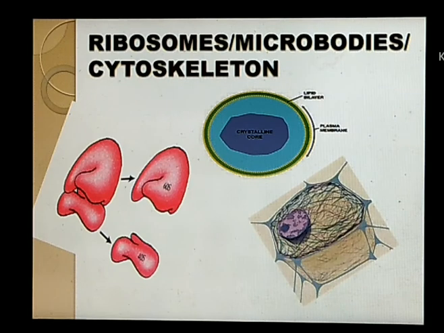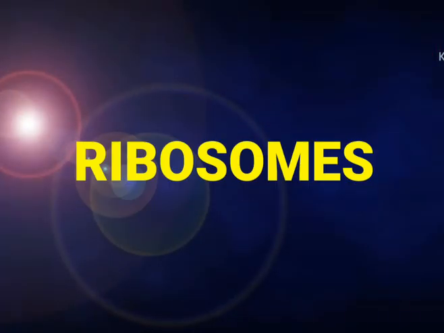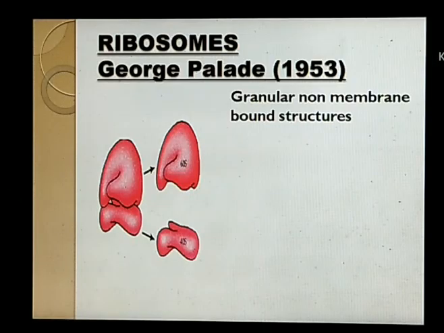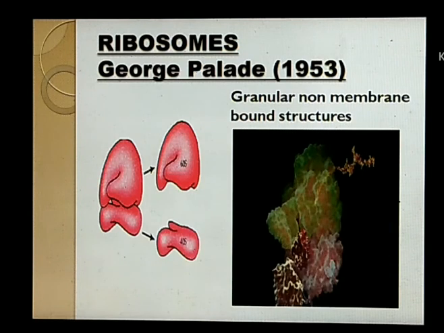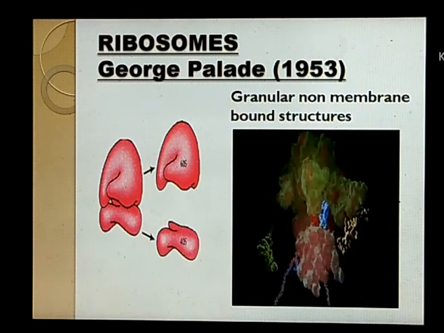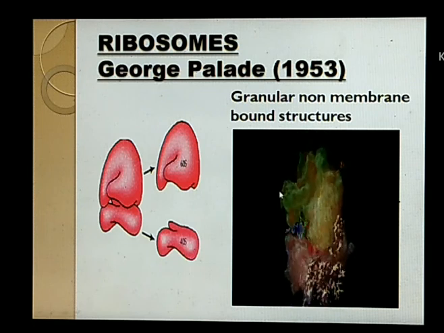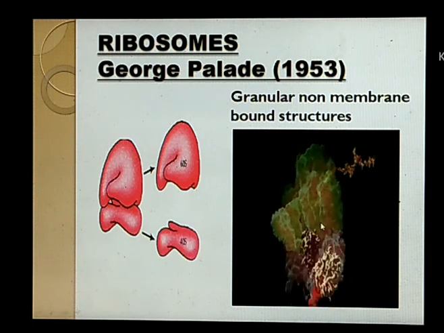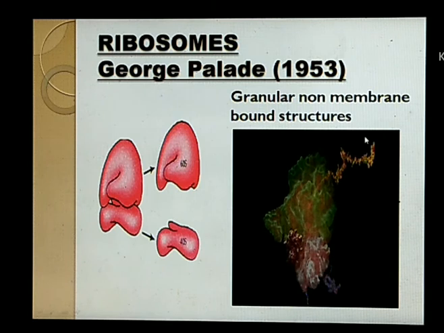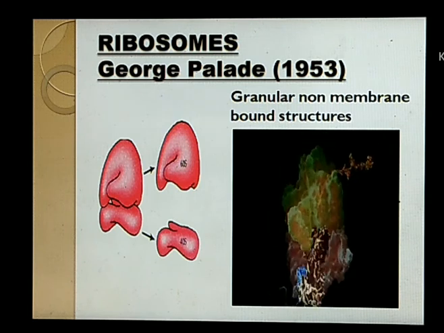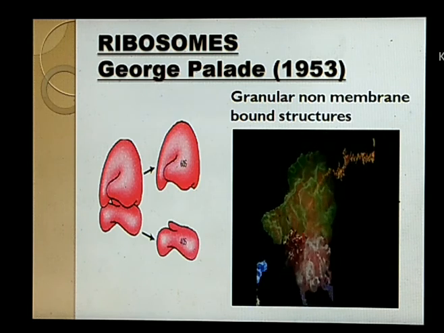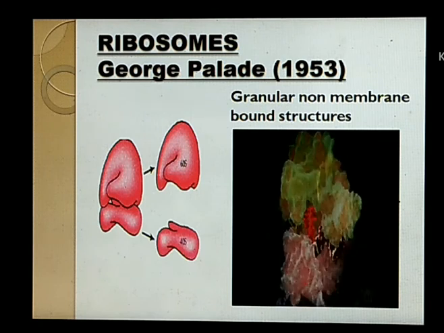Hello students, today we will understand the other three organelles present in eukaryotic cells. Those are ribosomes, microbodies and cytoskeleton. Ribosomes are small subspherical granular organelles that are not enclosed by any membrane. That means these organelles are non-membrane bound structures.